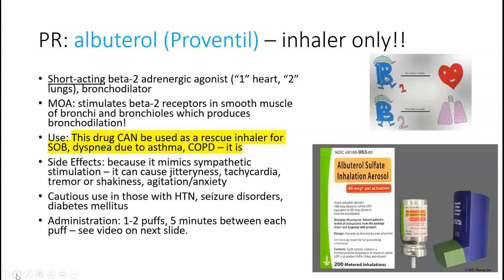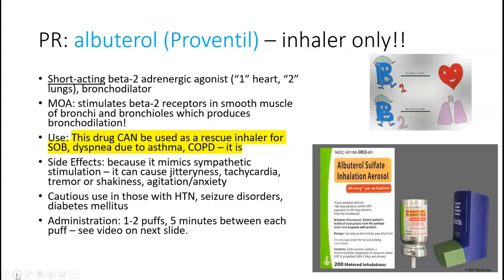So the side effects, because it mimics sympathetic stimulation, right, it's going to cause sympathetic side effects like jitteriness, tachycardia, tremor, shakiness. It's not unusual for somebody to get done taking a puff of their albuterol and feel shaky or kind of tremorous. Okay, and if you've had it in a nebulizer, you'll really feel that way. It can cause agitation, anxiety. So those are the side effects. They're mostly that kind of overkill sympathetic piece.